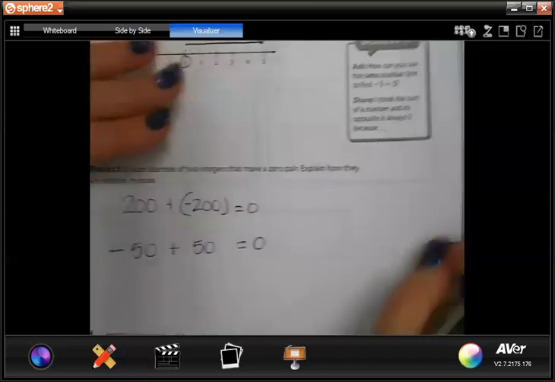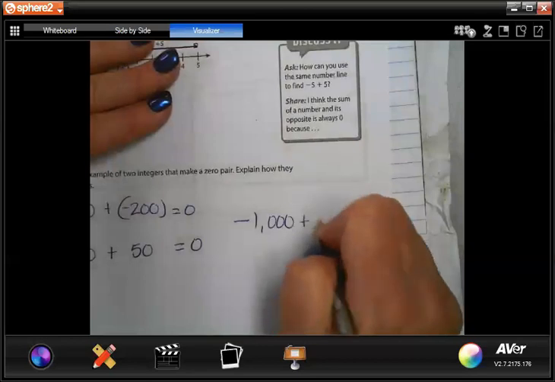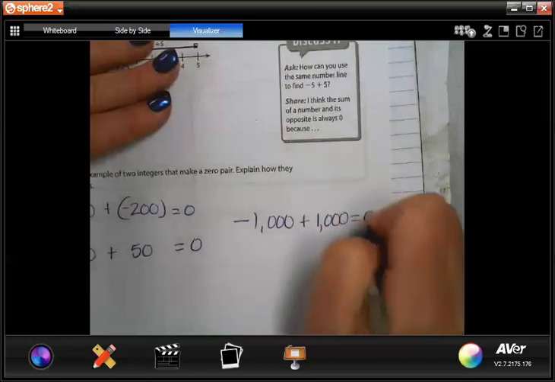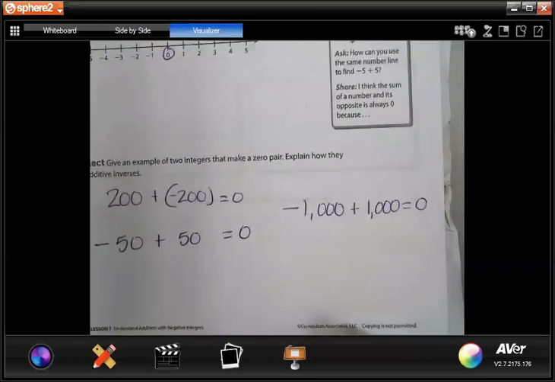You could go -1000 plus +1000. That's 0. So those are all examples of 0 pairs.